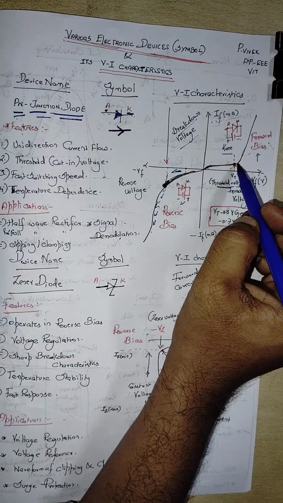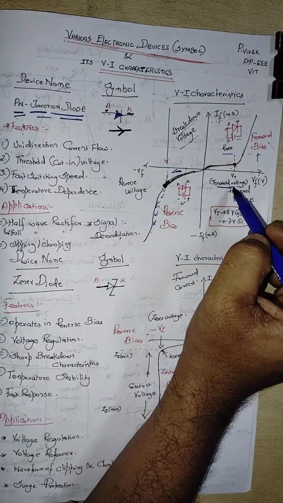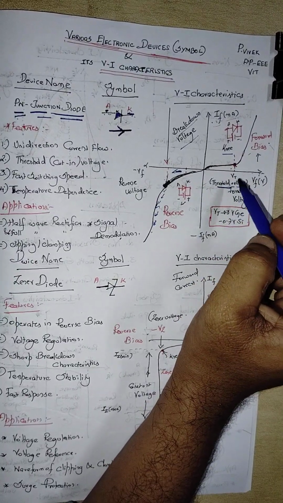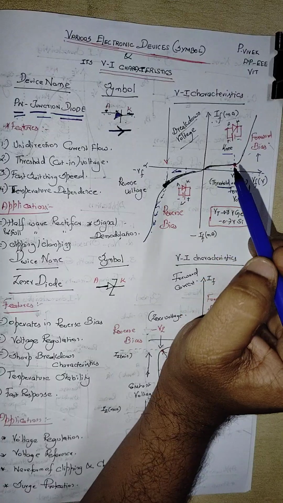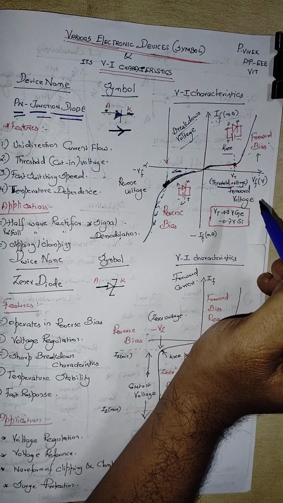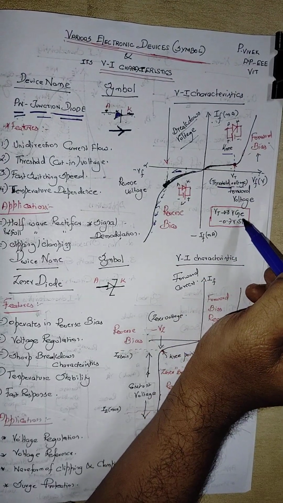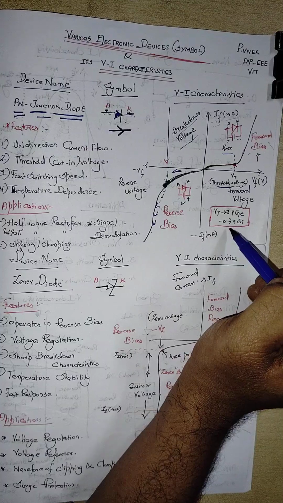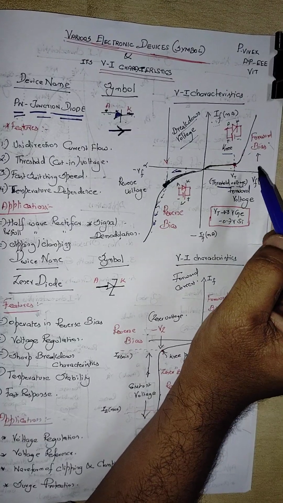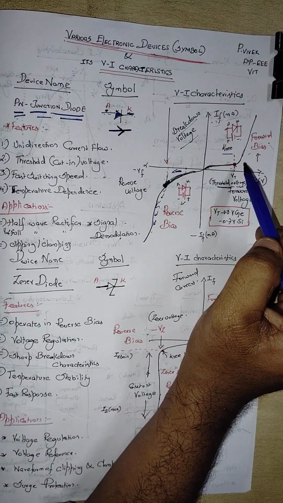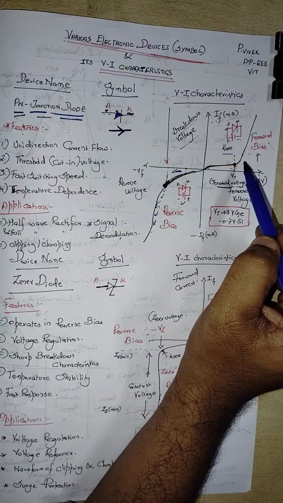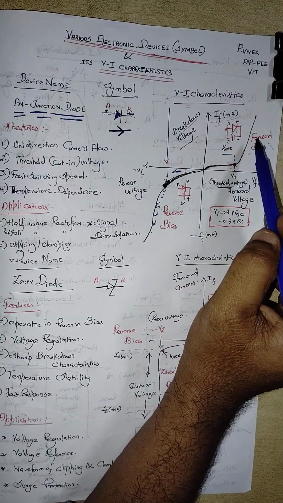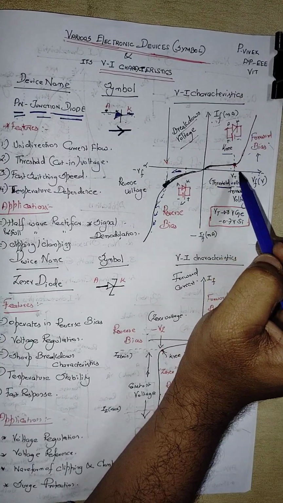That particular point is known as the threshold voltage. It is also known as the knee point or cut-in voltage. The threshold voltage is 0.3 volt for germanium and 0.7 volt for silicon. When we keep on increasing the forward voltage, the device will conduct. So this is the forward bias operation.